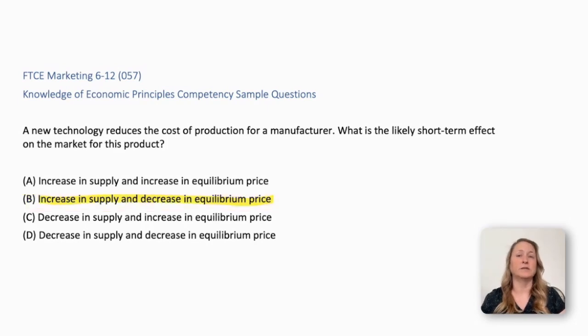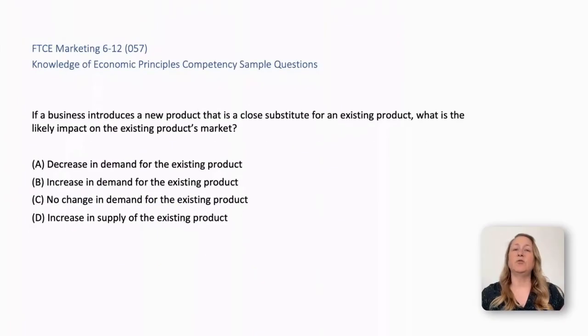If a business introduces a new product that is a close substitute for an existing product, what is the likely impact on the existing product's market? A. Decrease in demand for the existing product. B. Increase in demand for the existing product. C. No change in demand for the existing product. Or D. Increase in supply of the existing product.